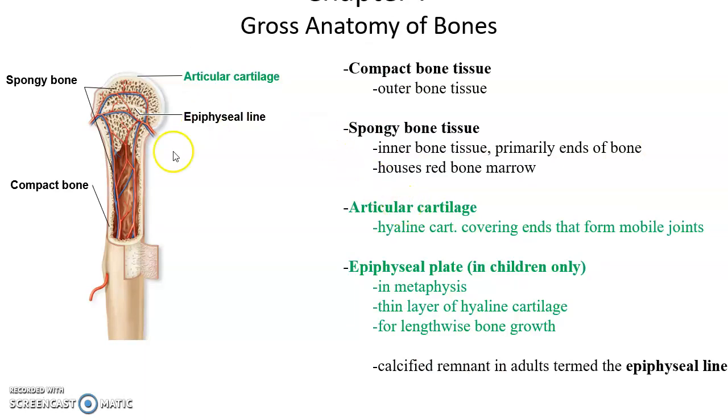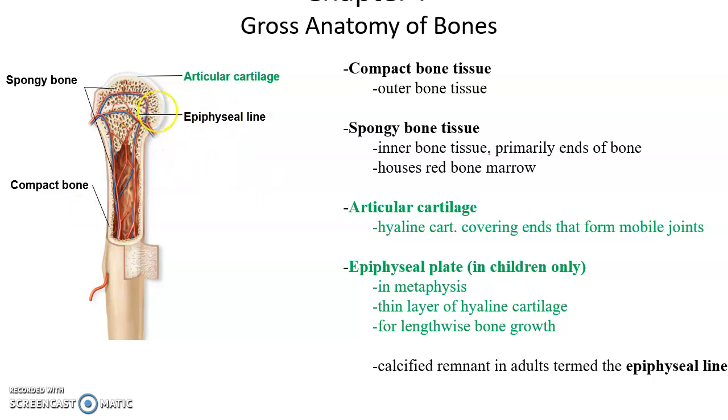Now, compact bone is the exterior bone tissue for the bone, and then the internal bone tissue is the spongy bone tissue. Found mixed in with the spongy bone tissue is where we find the red bone marrow. We also have cartilages. We have the articular cartilage, that is hyaline cartilage that lies on the smooth ends of bones where they form mobile joints.